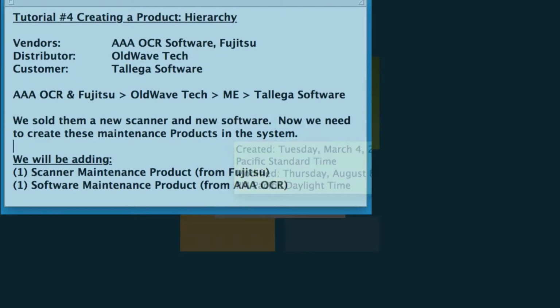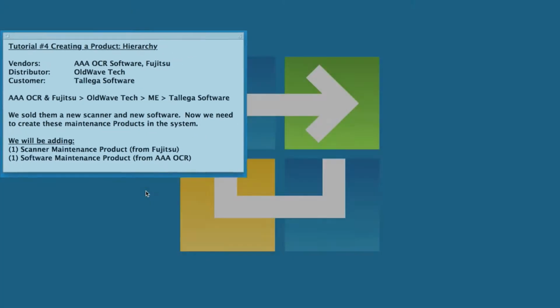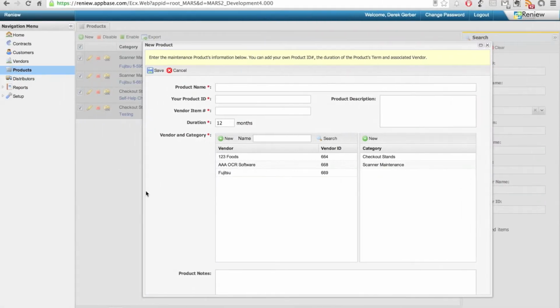So we know that we sold them a new scanner and a new software. Now we need to create these maintenance products in the system. So today we're going to be adding a scanner maintenance product from Fujitsu as the vendor, and a software maintenance product from AAA OCR, also a vendor. So let's swipe back over here, and the first one we're going to add is the Fujitsu one. So I'm going to come through and type in some of this information, and then we'll come back to what everything means.